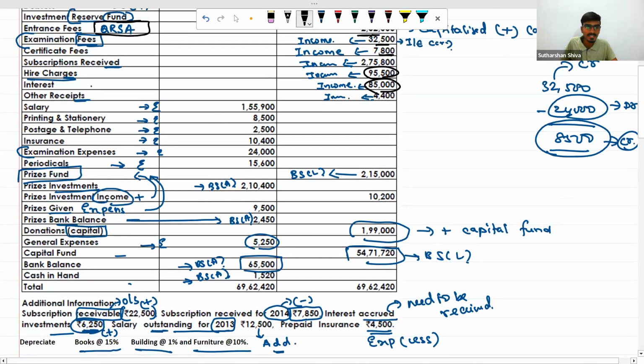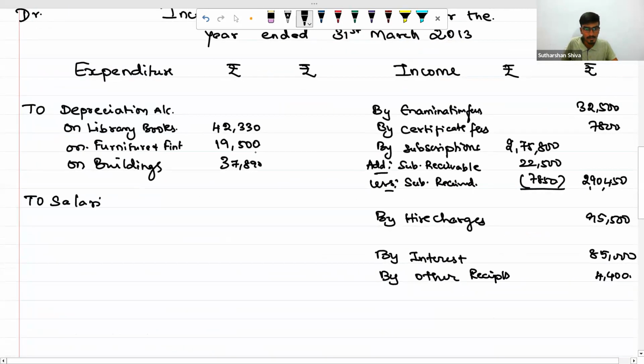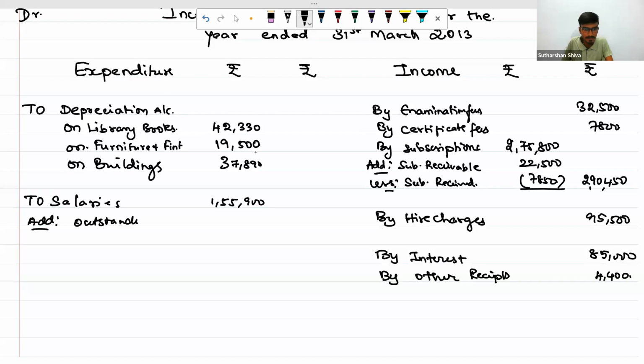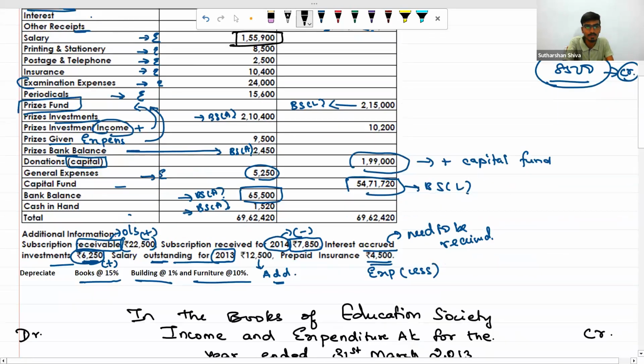Then coming to salaries, is there any adjustment for salaries? Yes, that is a salary outstanding of 12,500. So we will write to salaries. What is the actual value? 1,55,900 is the actual value, and I will add outstanding 12,500. If I add 1,55,900 plus 12,500, 1,68,400 is my value.